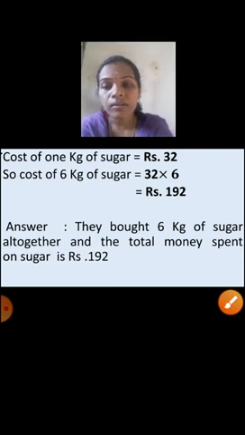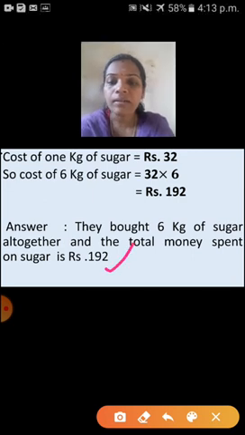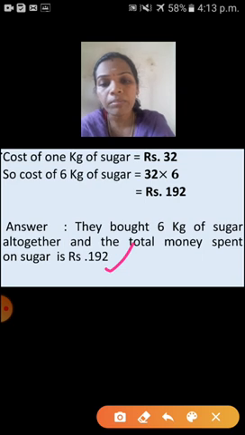So for that word sum you have to write a separate answer. Answer you have to write separately for a word sum, because it carries marks, children. So for that answer, see here, they bought 6 kg of sugar altogether and the total money spent on sugar is rupees 192.